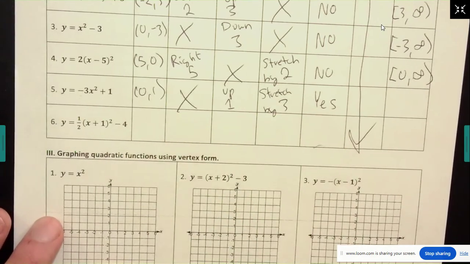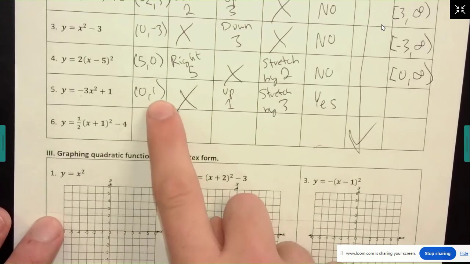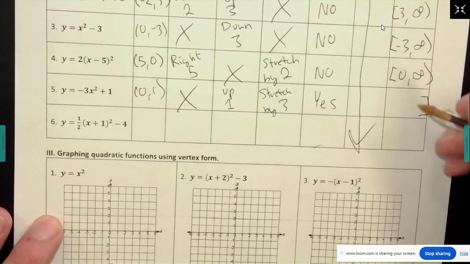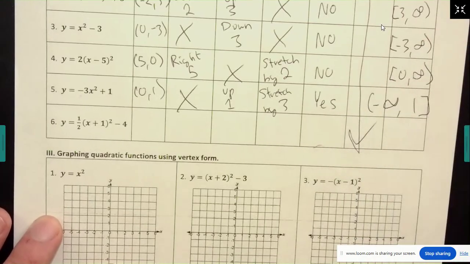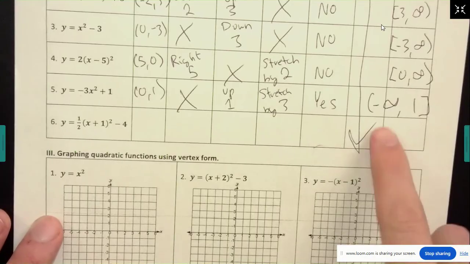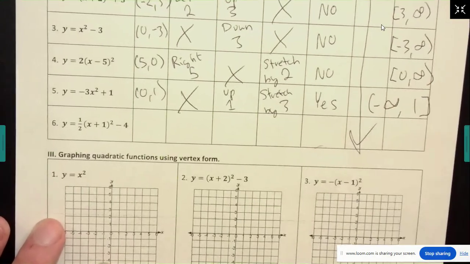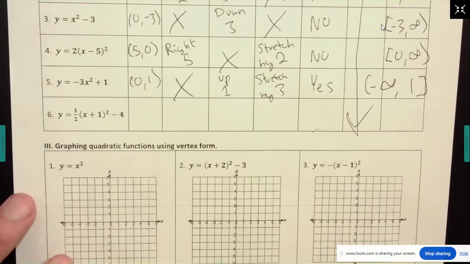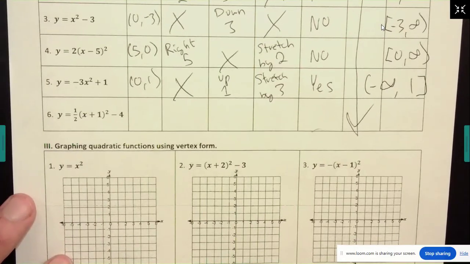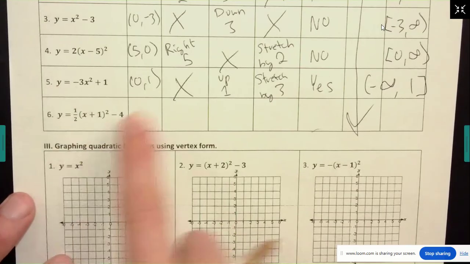Okay, and since I flipped it, right, this y value on the vertex, that's going to be my maximum point, and we're going to go down forever to -infinity. Okay, so going down is -infinity, going up is positive infinity. Make sure you get those two straight. All right, vertex. For this one, well, actually, let's do these first.